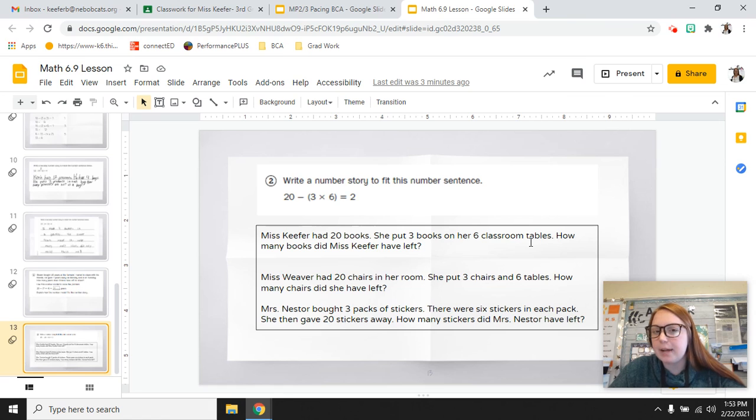And Miss Nestor bought 3 packs of stickers. There were 6 stickers in each pack. So that means they need to multiply. If we have 3 packs and 6 stickers in each pack, she then gave 20 stickers away. How many stickers did Mrs. Nestor have left? So with that one, you have to think about, did that make sense with the total? So what you want to do is think about each of the answers, and do they fit with the number sentence? I'm not saying they all do. I tried to come up with ones that may need change, may need rewording, or maybe they don't fit at all. But you want to evaluate them similar to what we did with the other student.